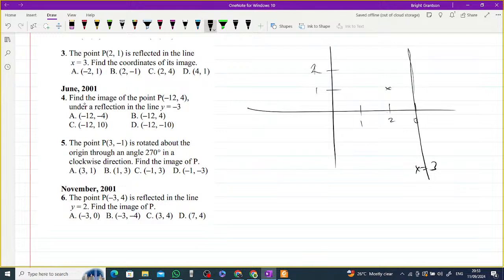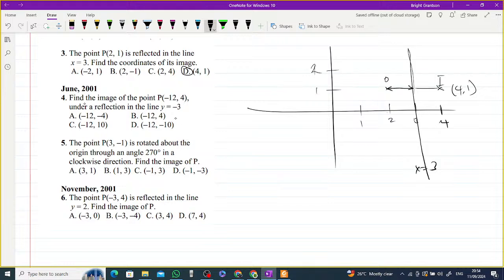The image distance equals the object distance. So the distance between here and here is 1. So automatically the image is always going to be here. This is the image and this is the object. Do you understand? So the image is going to be 4, 1. That's option D. Please, do you understand? Yes, sir. So it's like a mirror. So you have to know your line of symmetry or the line of reflection.